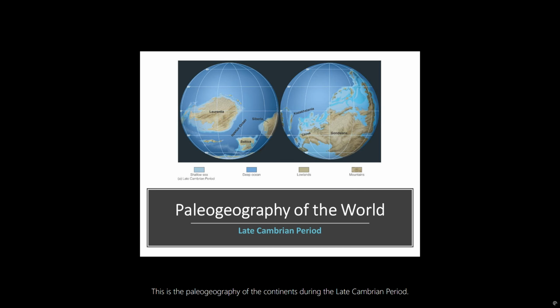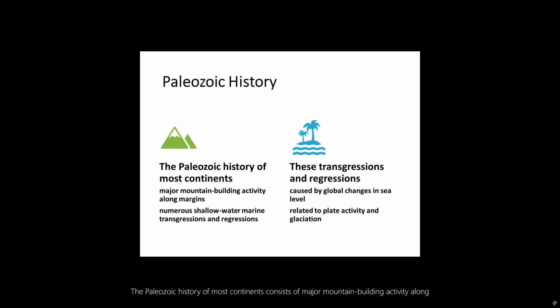This is the paleogeography of the continents during the late Cambrian period. Notice that unlike today, where most of our land masses are in the northern hemisphere, many of the land masses at this time were at tropical latitudes and in the southern hemisphere. The Paleozoic history of most continents consists of major mountain building activity along margins and numerous shallow water marine transgressions and regressions caused by global changes in sea level that are related to plate tectonic activity and glaciation.